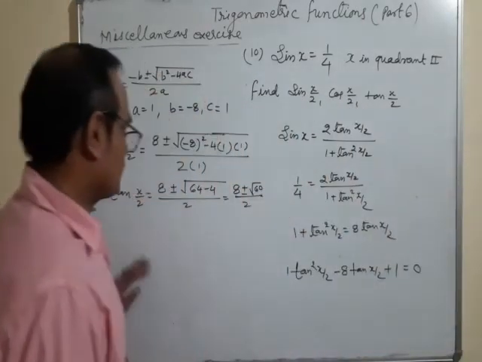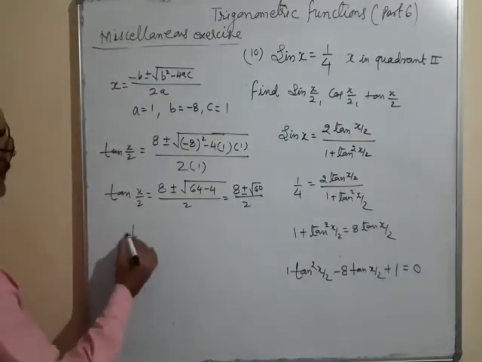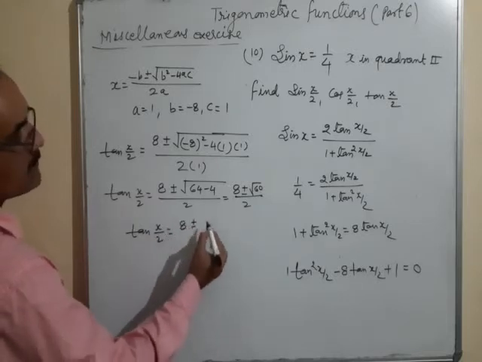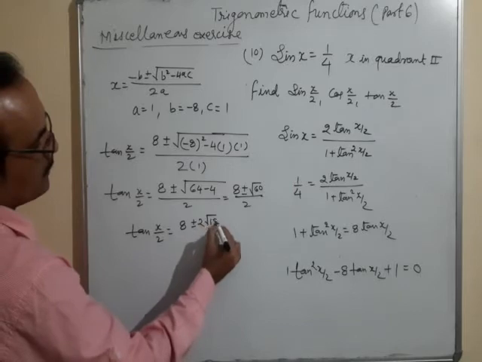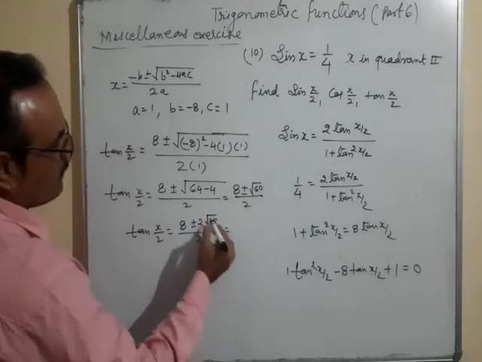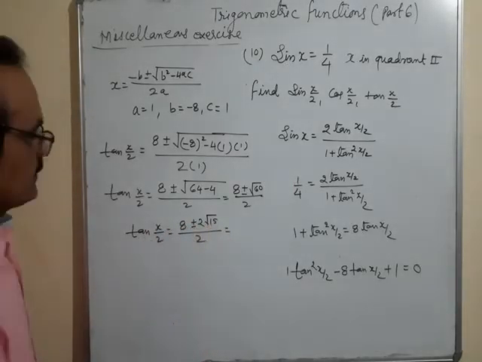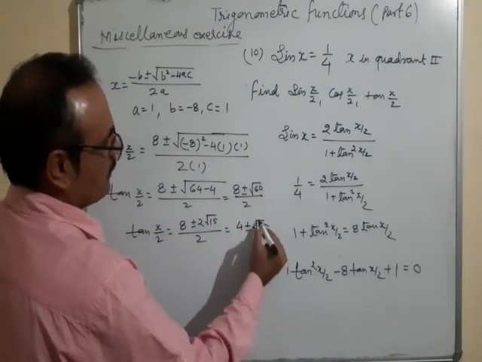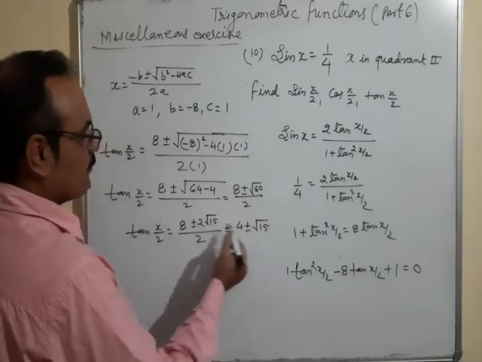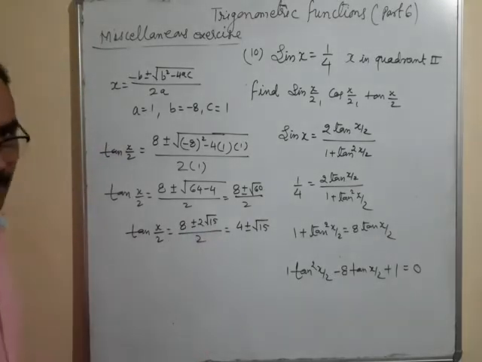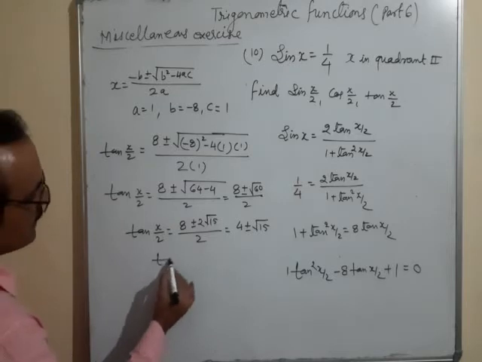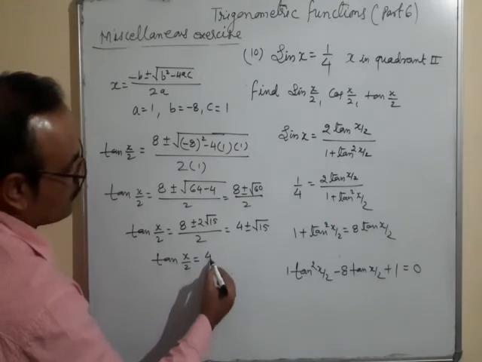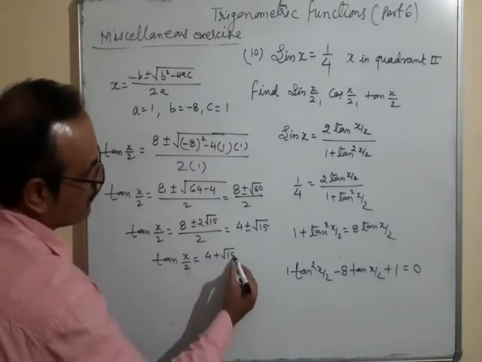Yes, 2 under root 15. So tan x by 2 is equal to 8 plus minus 2 under root 15 upon 2. The 2 will be common and cancel, so it is coming 4 plus minus under root 15. This is the value of tan x by 2, which is equal to 4 plus under root 15.